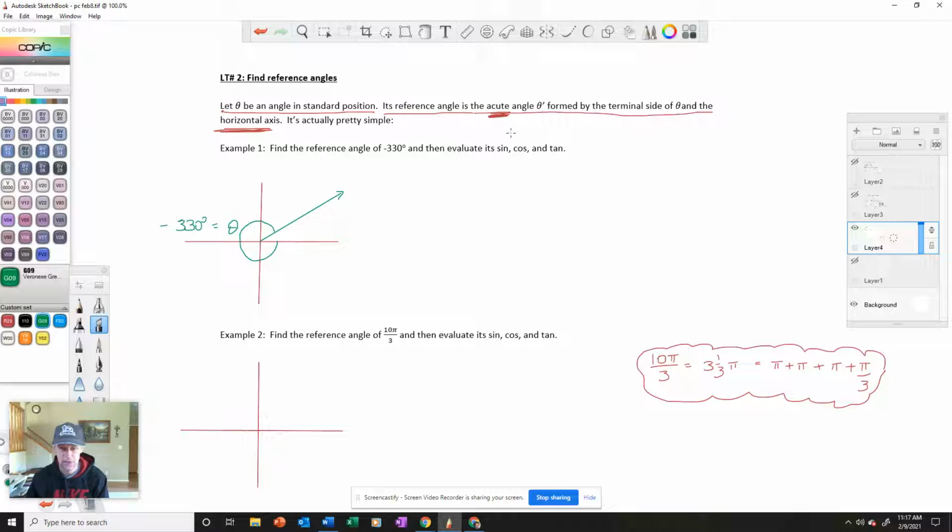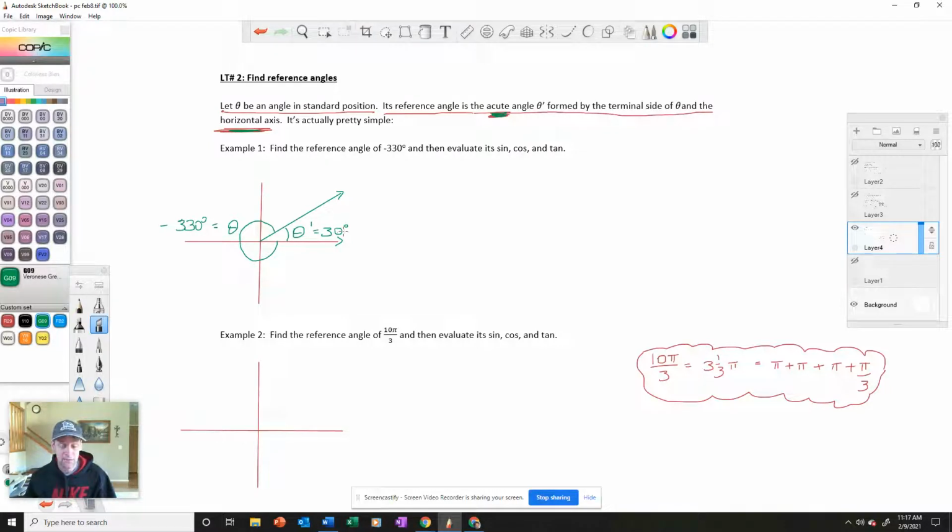So let's read the definition again. The reference angle is the acute angle formed by the terminal side of theta and the axis, the x-axis. So here's a terminal side, here's the x-axis. Therefore, the reference angle must be this one here. And I'm going to call that theta prime. So the reference angle of an angle that's negative 330 degrees is actually a 30-degree angle. So that's all it is. See, it's very simple. I told you it was simple.